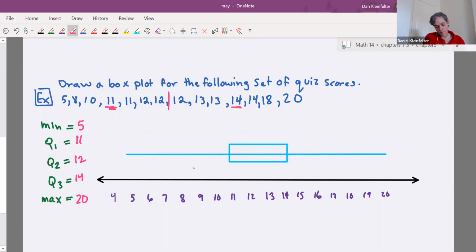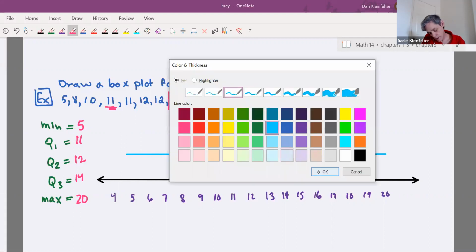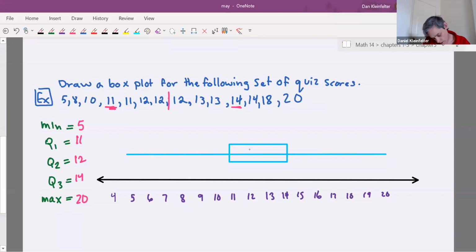Okay. And then let me also draw in the median as well. So the median was at 12. So a little line right there. Okay, so there's our box plot. Let me add some markers just so you know what everything is. The min was at the low end, the maximum, of course, at the high end. We had a mark at Q1 and Q3, and then the vertical line at Q2.